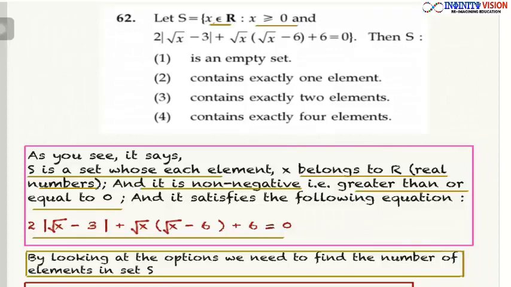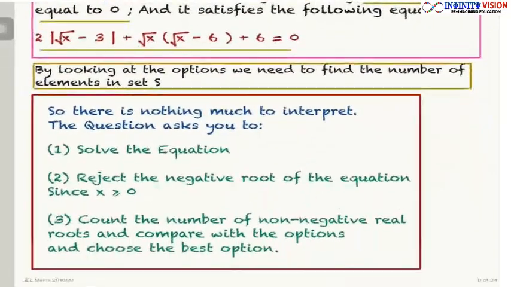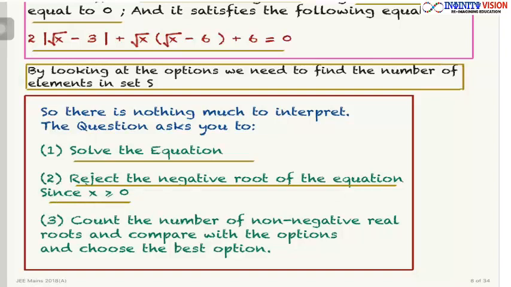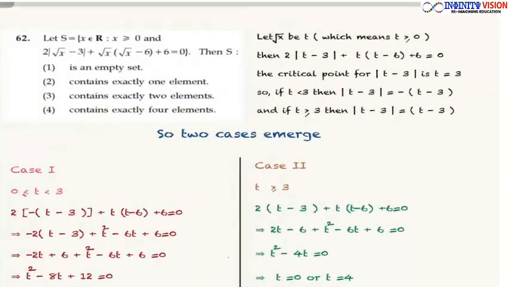Now looking at the options, it says S is an empty set, contains exactly one element, contains exactly two elements, or contains exactly four elements. So there is nothing much to interpret. The question is very direct. First solve the equation. Then reject the negative roots since x is greater than or equal to 0. And third, count the number of non-negative real roots, compare with the options and choose the best option. So let's begin our solution.